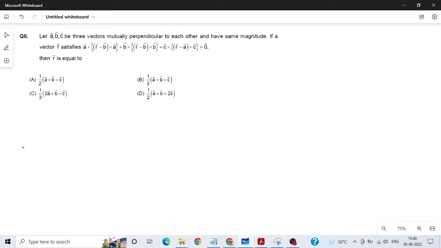Hi friends, let's solve this question. Let A bar, B bar, C bar be three vectors mutually perpendicular to each other and have same magnitude. So it is given that A bar, B bar, C bar are mutually perpendicular.